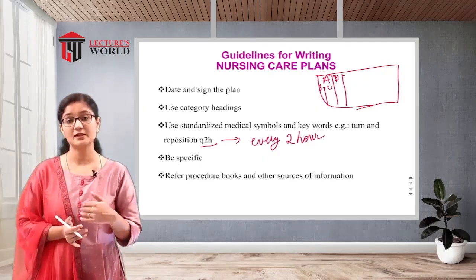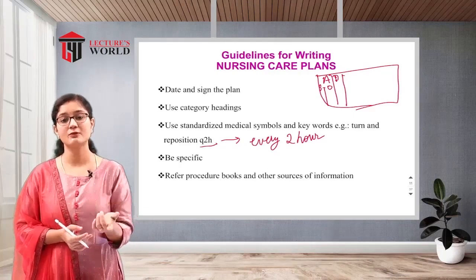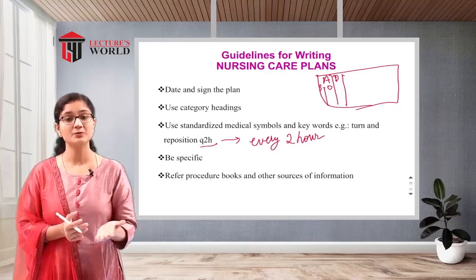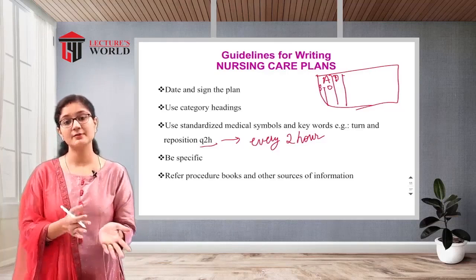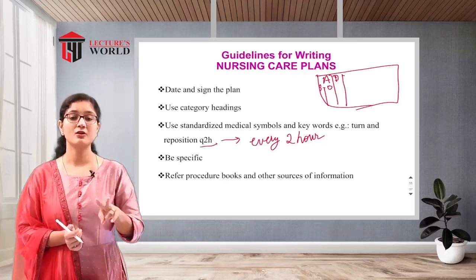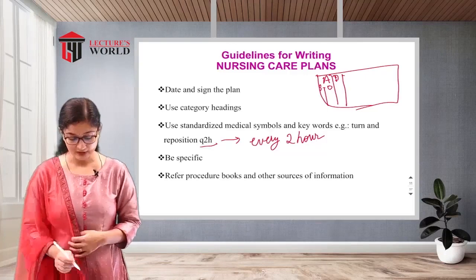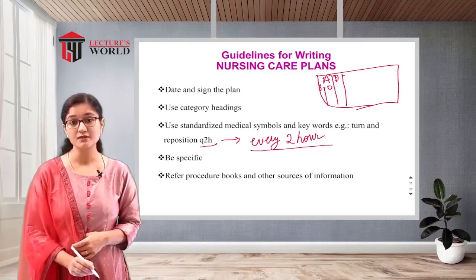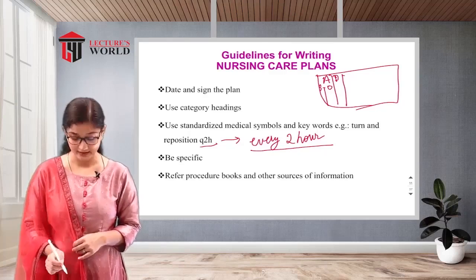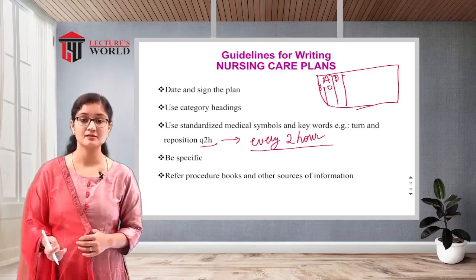For example, a patient who is bedridden, and I am thinking that he is at risk for a pressure ulcer or pressure sore. So I will be adding one of the interventions, that is, turn or reposition the patient every 2 hours. So instead of writing these words, I can use standardized medical symbols or keywords, that is Q2H. There are many such things which you can use.